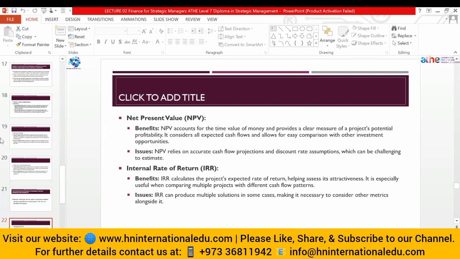NPV relies on accurate cash flow projections and discount rate assumptions, which can be challenging to estimate. That is, the extrapolations. It's difficult. It can be the same for every project. It can be difficult, and for the year as well.